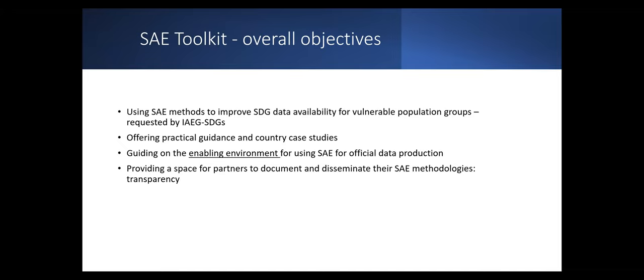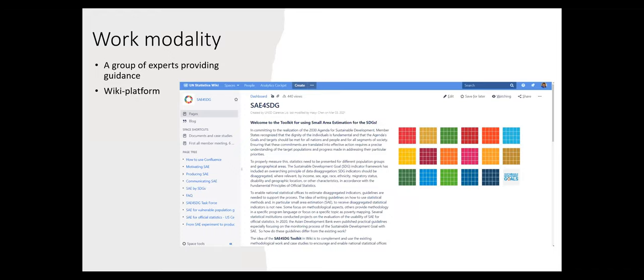So we started to focus a lot on the enabling environment. How can we really push countries from experiment to official production? What does it take for countries to cross this experiment-to-production barrier, as they call it? We also started to put in a space for our partners and countries to document and disseminate their small area estimation methodologies and their work. The work modality of this group is that we have a large group of experts from academia and national offices, and we work off a wiki platform. This is how the platform looks.